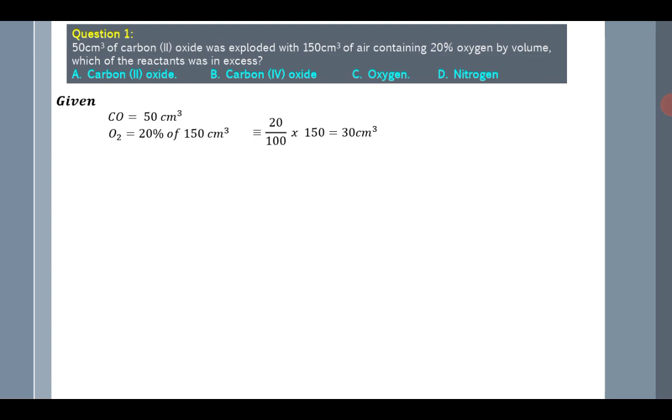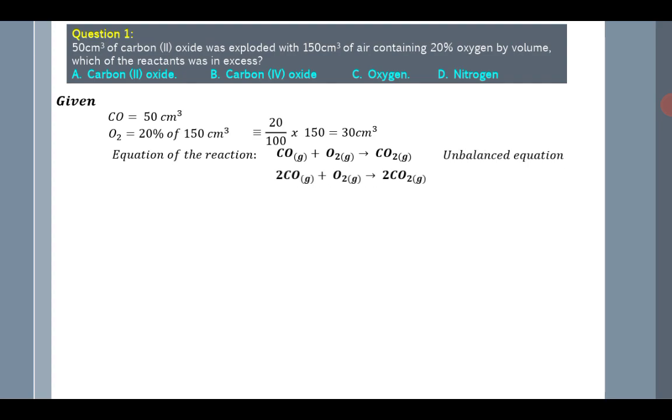And then we look at the equation for the reaction. CO combines with O2 to give us CO2. All of them are in gaseous form. And there are 3 O on the left, 2 on the right. So the equation is not balanced. To balance it, we just have to add 2 to the CO and 2 to the CO2, which will make it 2CO: 2C on the left, 2C on the right, and 4 oxygen on the left, 4 oxygen on the right. So it becomes a balanced equation.